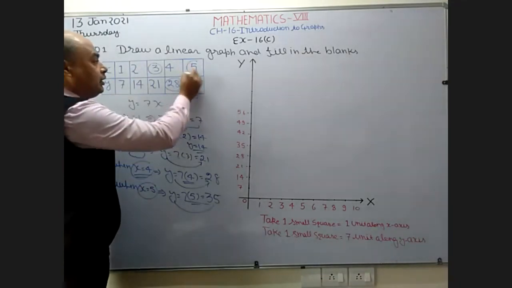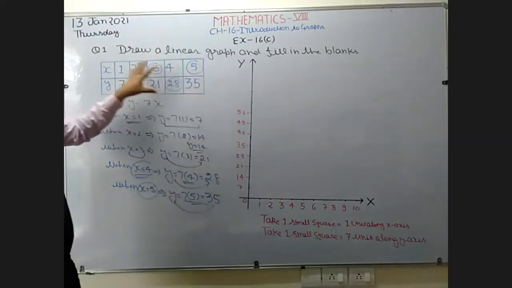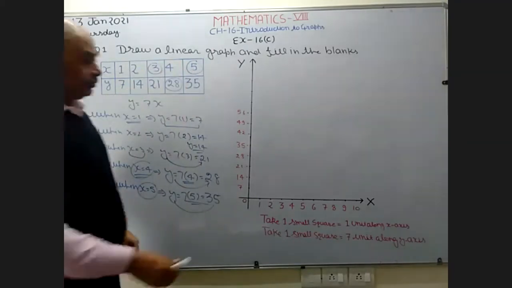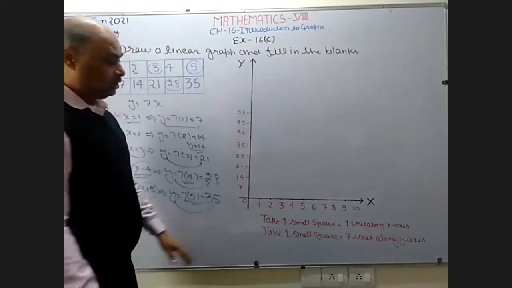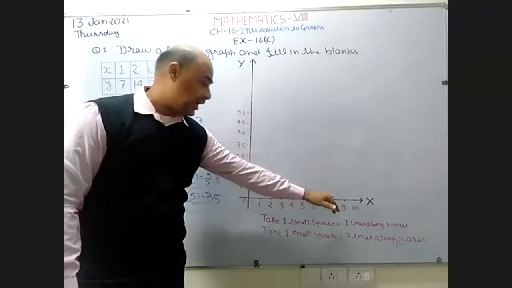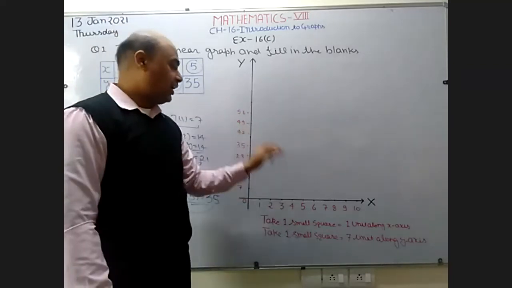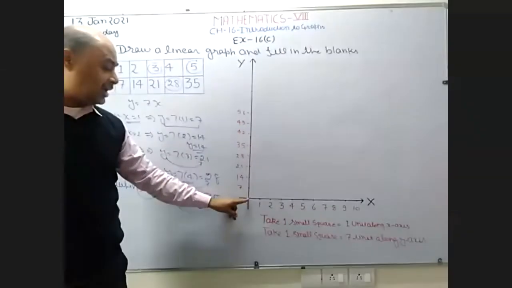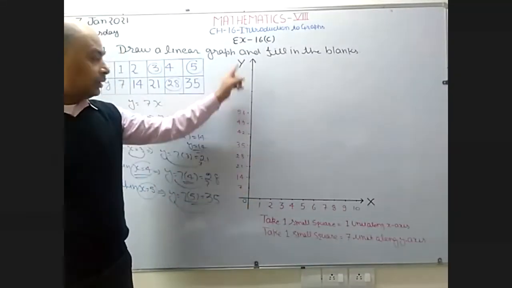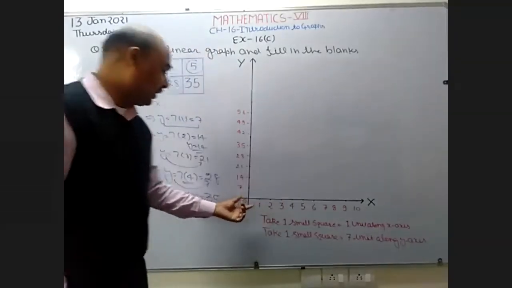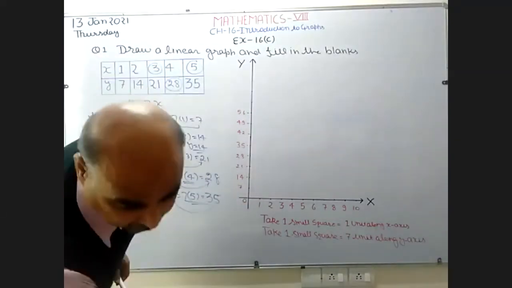Now what is our question? Draw a linear graph. It means we have to draw the graph of this table. As you know, this line is known as the x-axis and this line is known as the y-axis. The horizontal line is the x-axis and this vertical line is the y-axis. Where these two axes intersect each other, that point is known as the origin. Now what do I write here? Values are given. In your graph, small boxes are there.